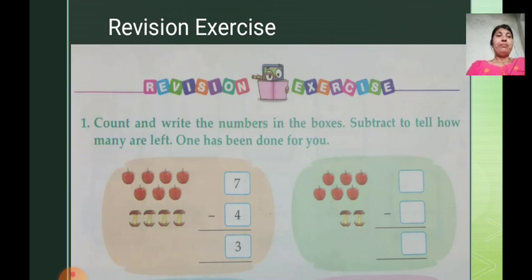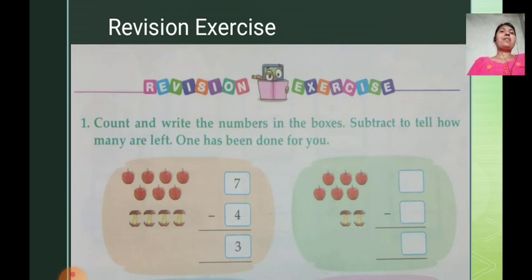So for that, read the first exercise. Count and write the numbers in the boxes. Subtract to tell how many are left. One has been done for you. So one has been already done for you. You have to solve the next. See first, how many apples were there? 7 apples were there. So the number 7 is written in the box.